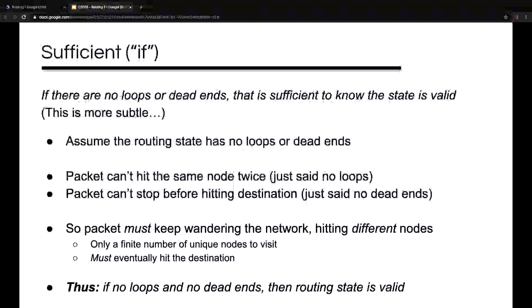And so what's left? What's left is that a packet has to just sort of keep wandering the network, hitting different nodes. Right? Can't hit the same one, because that's a loop. So it has to just kind of keep hitting different nodes, but there's only a finite number of unique nodes in the network, right? So eventually, it's going to have to hit the destination node. So therefore, if there are no loops and no dead ends, then the routing state is valid. Does that make sense?